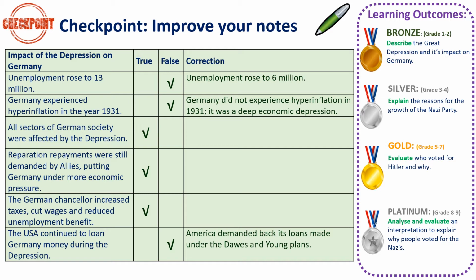And the next one, the German Chancellor increased taxes, cut wages, and reduced employment benefits. So he put taxes up, so you had to pay the government more. If you were in a government job, you would have been paid less. If you were cut and became unemployed, you would receive much less benefit. And finally, the USA continued to loan Germany money during the Depression. False. The USA did the opposite, and they actually called in the money that they'd loaned through the Dawes and the Young Plan, so in 1924 and 29, they wanted it back.